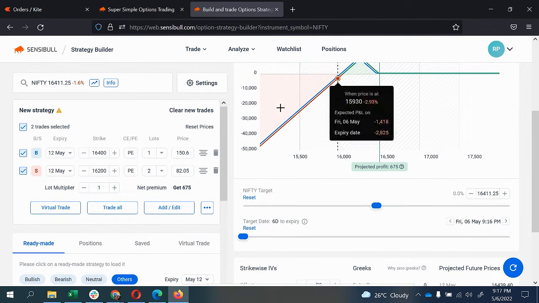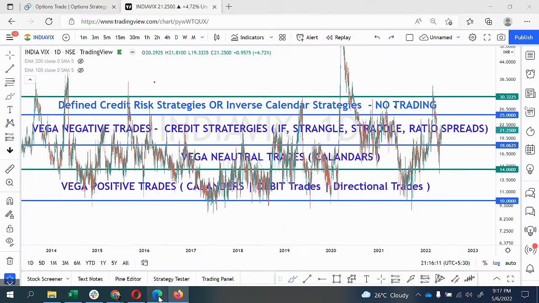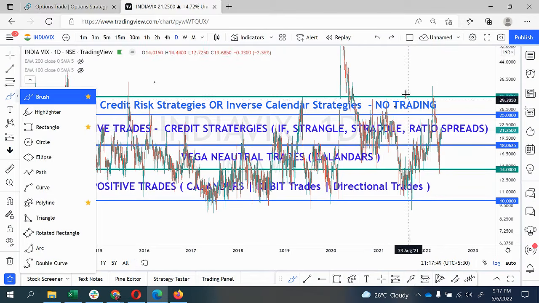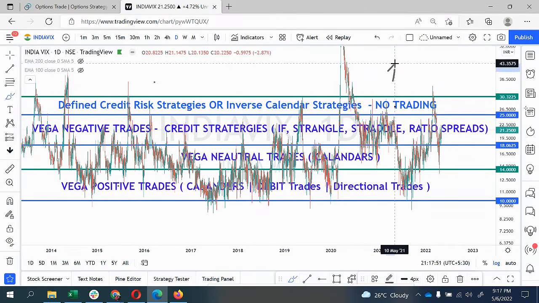Okay, and let me take you to this area, right? 25 to 30. So basically what I do with 25 to 30 is either it is a no trading zone, or else you can go for some risk defined credit strategies. Let's say, just assume when the VIX stands between 25 and 30, you will get huge premiums.